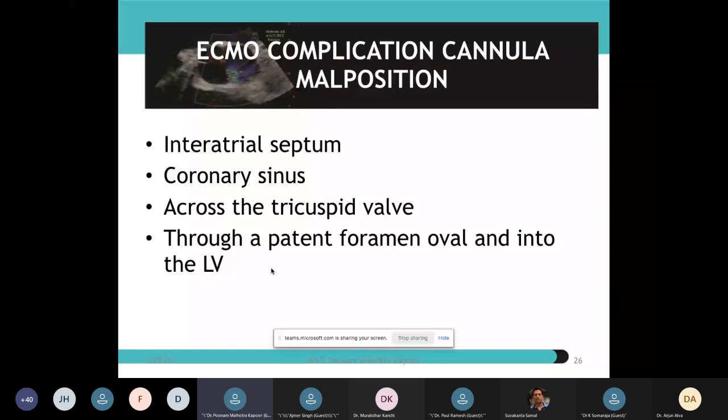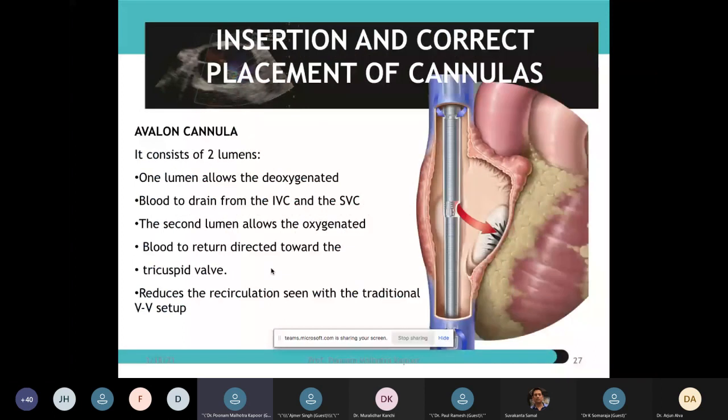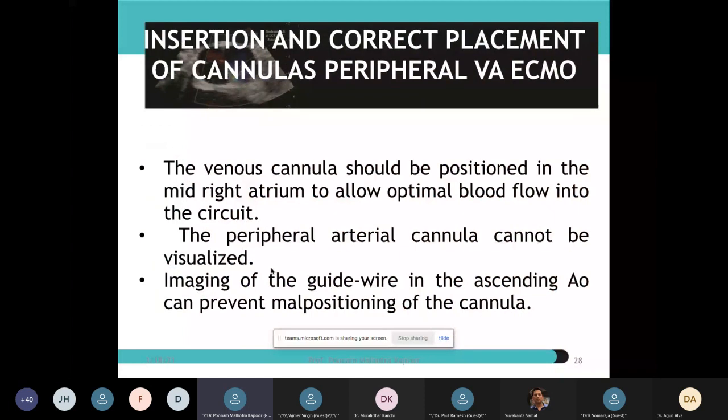Any interatrial septum, coronary sinus enlarged, any direction or malposition of the cannulas across the tricuspid into the RV or across a PFO from the RA into the LA or the LV is migration of the cannulas, and they should be detected. Avalon cannula with the opening pointing outward towards the tricuspid valve should be seen very nicely. It can be seen on an echo. The venous cannula should always be positioned in the right atrium to allow optimal blood flow into the circuit, and the peripheral arterial cannula, which cannot be visualized, but imaging of the guide wire in the ascending aorta can prevent the malpositioning of the cannulas.